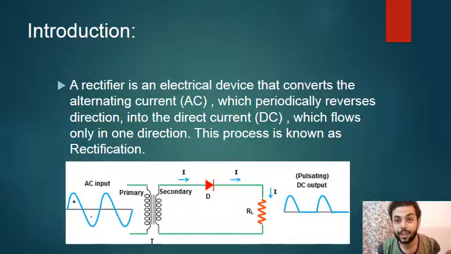Basically, rectification is a process of changing the AC voltage into DC voltage, the alternating current periodically reversing direction into DC current. This process is known as rectification. As you can see in the picture, we have an input source of AC and we are having the rectified pulsating DC output. So let's move on.